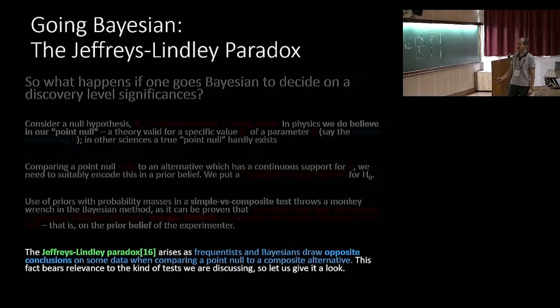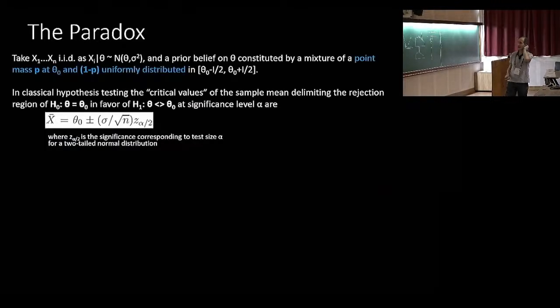It says that Bayesians and frequentists will draw opposite conclusions on some data when they compare a point null to a composite alternative. And this becomes true in the limit of infinite data. So it is not mended by asymptotics, if you want. So it bears on how you can define statistical significance in Bayesian terms. So let's look at how it arises.